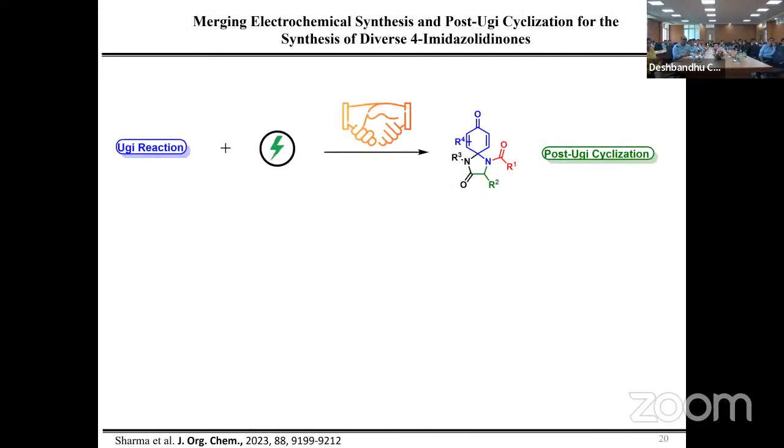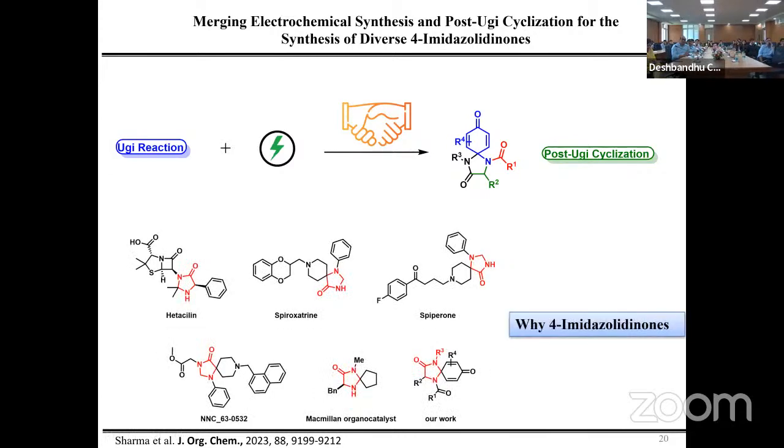So after completing one or two projects of methodology development, we thought whether we could also synthesize some novel molecules using electroorganic synthesis. Since we had some small expertise in post-Ugi cyclization, what we did is we electrolyzed these Ugi reaction products under electrochemical conditions, and we were able to synthesize this 4-imidazolidinone spirocyclic ring system. These molecules are well-known insecticidal agents and are available in the literature in the form of hetacillin, spiroxatrine, and spiropyrinones, whereas the MacMillan organocatalysts also have a similar skeleton, much like what we synthesized.